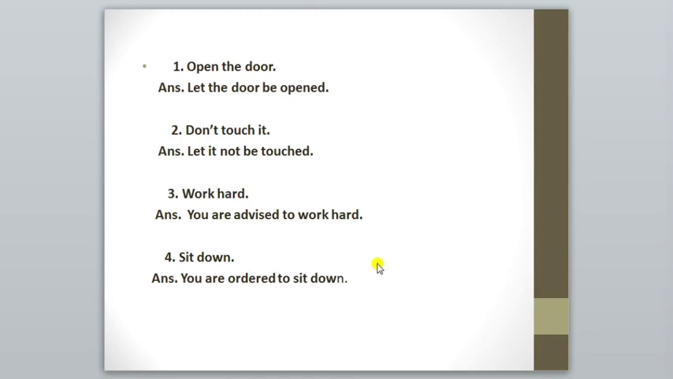Remember this, in these imperative sentences, object is not there, and that's why the answer begins with you are ordered, you are advised, you are instructed, you are requested. Okay, you have to see which mood of the speaker is given, and according to that you have to write down the answer.